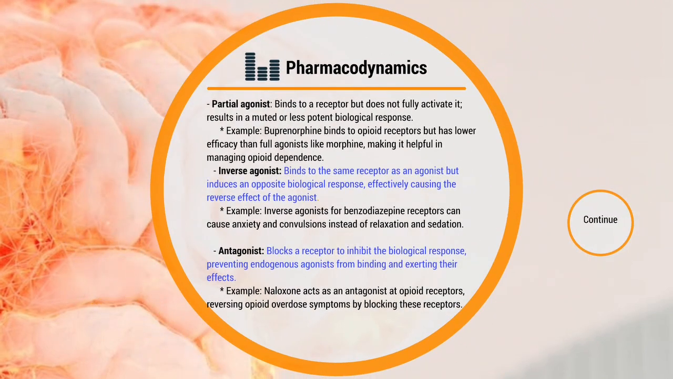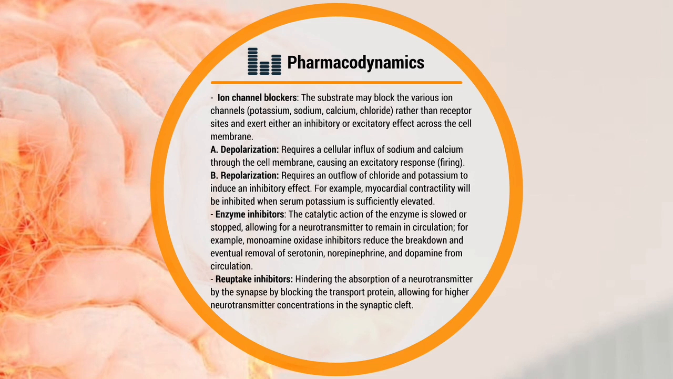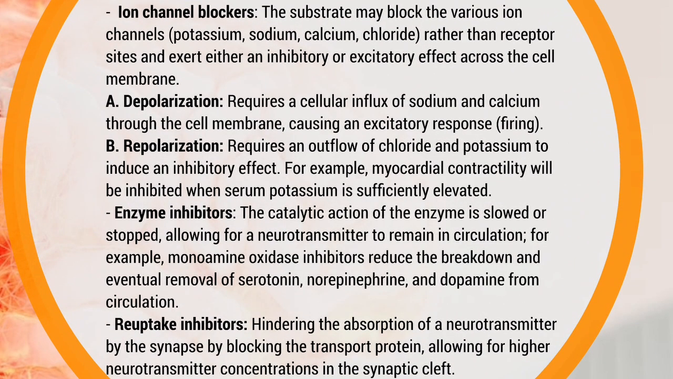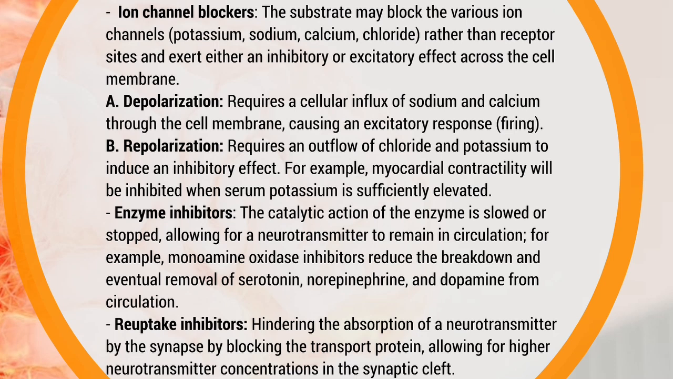Okay, so important concept. I mentioned there were seven ways, so I'm going to mention the other ways. It's not necessarily high yield, but as a practitioner, or someone who is transitioning, you need to know the other three. So ion channels are another way. The drug may block various ion channels, such as potassium, sodium, calcium and chloride, rather than the receptor sites, and exert an inhibitory or excitatory effect across the cell membrane.